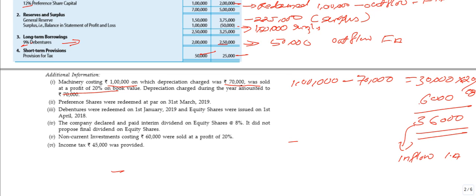This 6,000 rupees is a gain. That gain we have to add back along with the profit. That is the non-operating income. Non-operating income we have to add back.